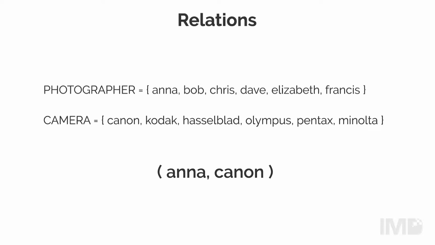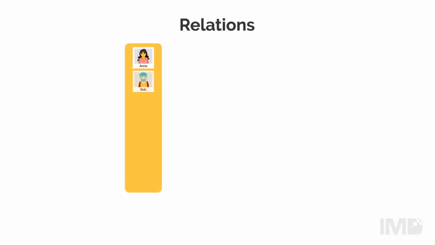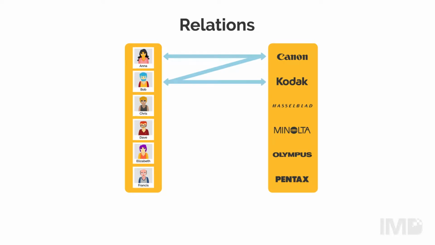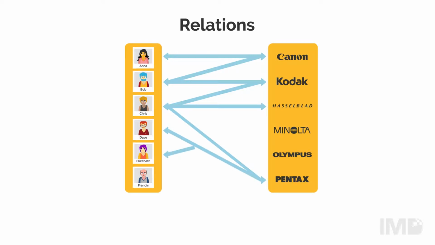We could have many of those pairs. For example, the relation owns could be graphically represented as follows. We have the set of photographers on the left-hand side and the set of cameras on the right-hand side. And we could say, like, Anna owns Canon and Bob owns also a Canon camera. Bob owns Kodak, Chris owns a Kodak, Chris owns a Hasselblad, Chris owns a Pentax, Dave owns a Pentax, Elizabeth owns a Minolta, and Elizabeth also owns a Pentax.